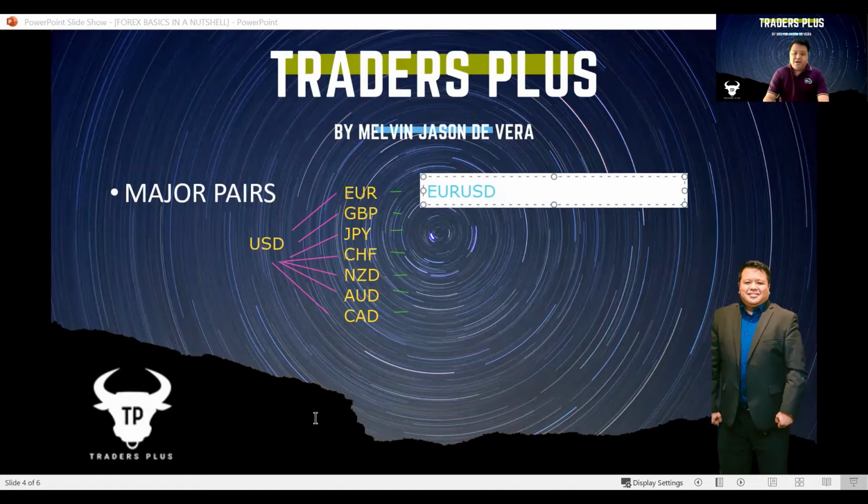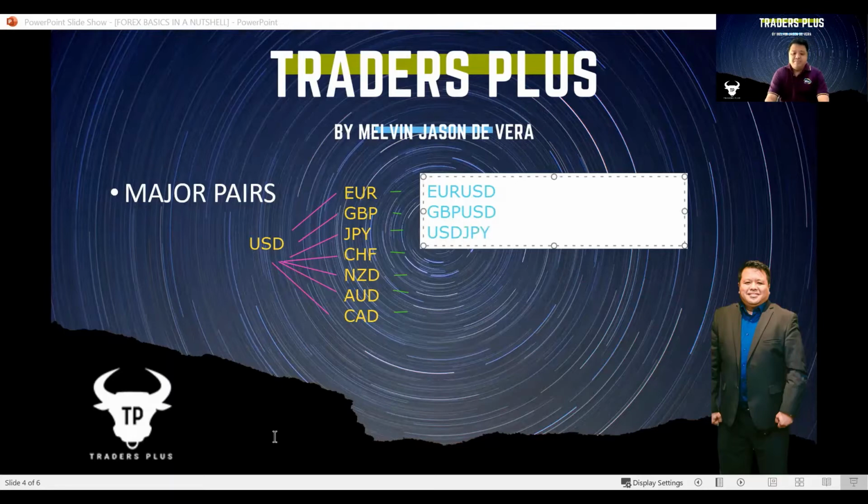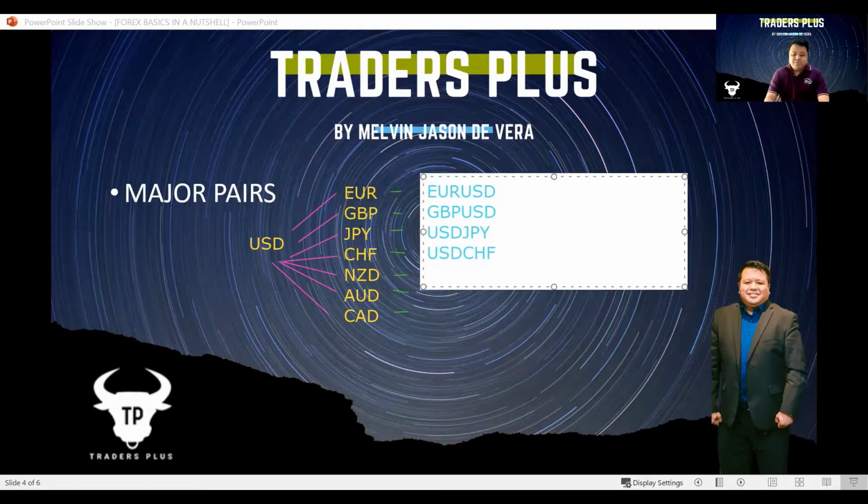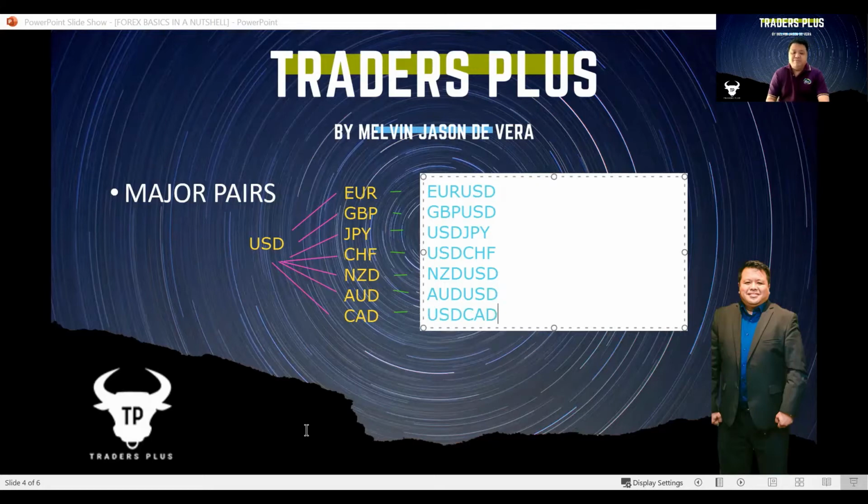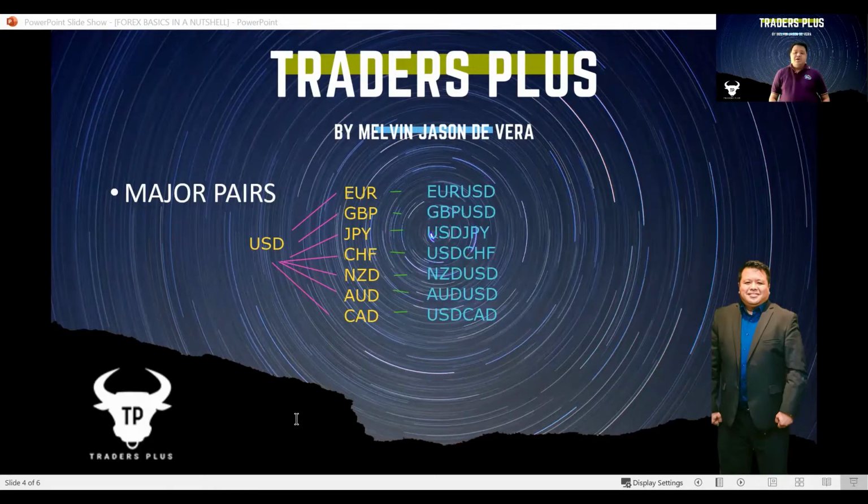Then followed by, this will be GBP USD. Ito naman, USD JPY. This will be USD CHF. This will be NZD USD, AUD USD, and USD CAD. Okay? So yan po yung mga major pairs.